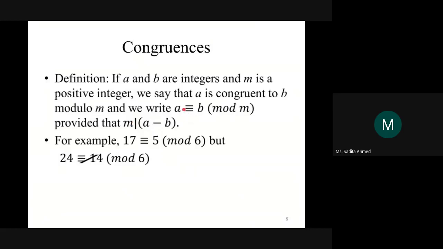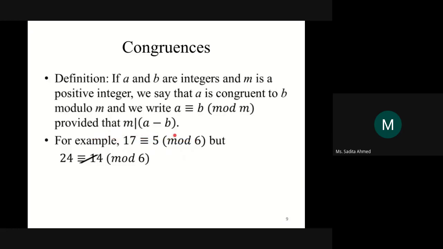Okay. So to say that a is congruent with b mod m just means to say that m, the positive integer m, can divide a minus b such that the result is an integer. For example, the number 17 is congruent with 5 mod 6. That is true.